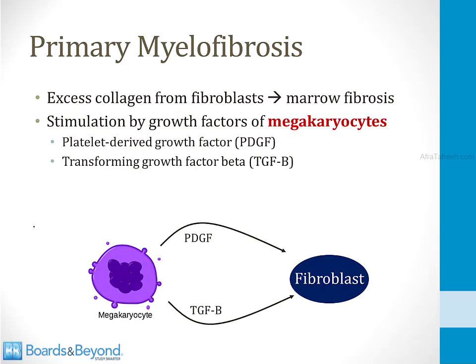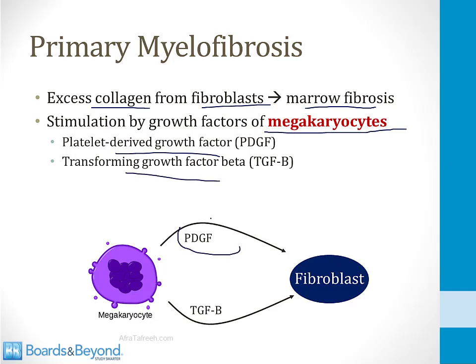It is a myeloproliferative disorder, and in this disorder there is excess collagen produced from fibroblasts. This leads to marrow fibrosis. Basically, the collagen overtakes the bone marrow and crowds out the normal elements. This leads to pancytopenia. The underlying physiology involves stimulation of fibroblasts by growth factors secreted from megakaryocytes, especially platelet-derived growth factor and transforming growth factor beta. Both PDGF and TGF-beta are released in this condition. They are what trigger the fibroblasts to produce the excess collagen that leads to the myelofibrosis.